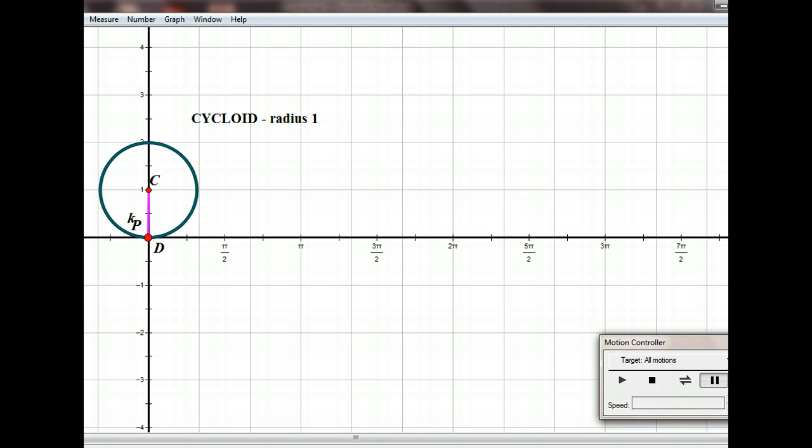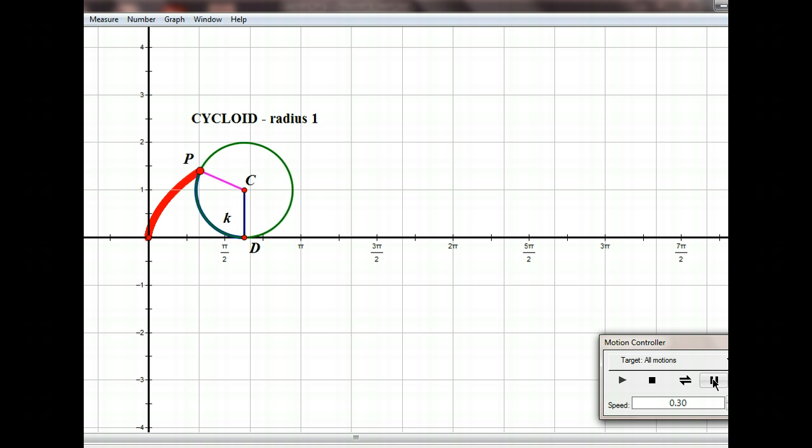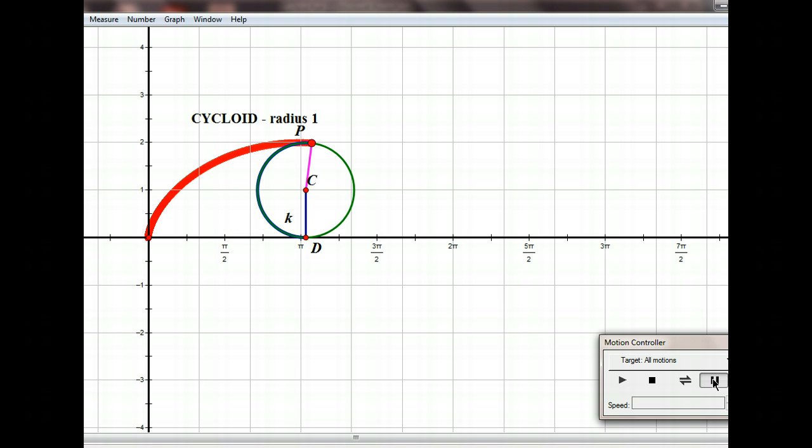Alright, so here we have a circle of radius 1 with the center at the ordered pair (0, 1). What we're going to do is move the circle along the x-axis and at the same time move point P around the circle. Point P is following the path of the circumference of the circle.